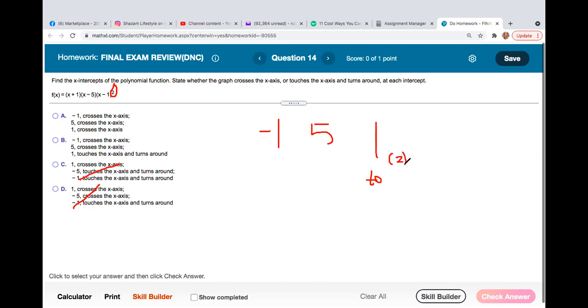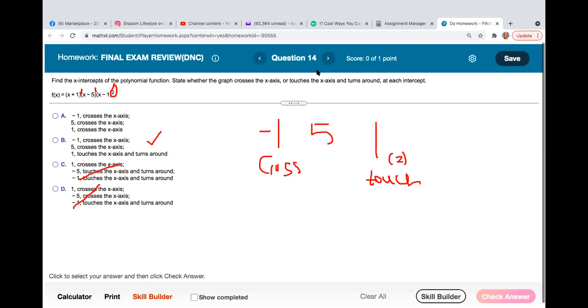And since the multiplicity is even, it means that the graph is going to touch the x-axis at x equals 1 and then turn around. So the only one that does that is a +1. So the answer for this one has to be letter B, okay? If the multiplicity is odd, like this one and this one, the graph is going to cross when the multiplicity is odd. So it's crossing for -1 and it's crossing for +5 as well. Okay, so that one was easy.